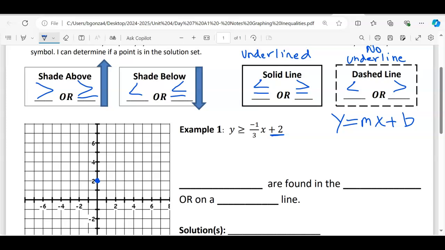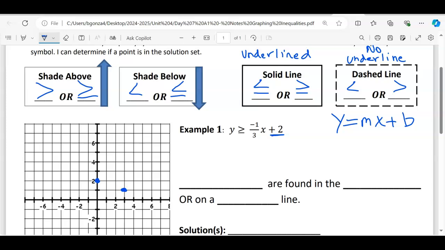It's negative 1 over 3. Does that mean it's going to go up or down? Negative is down 1, and it runs 3, always to the right, like a Mario game. Now, once you have two points, you can use your protractor, but hold up.